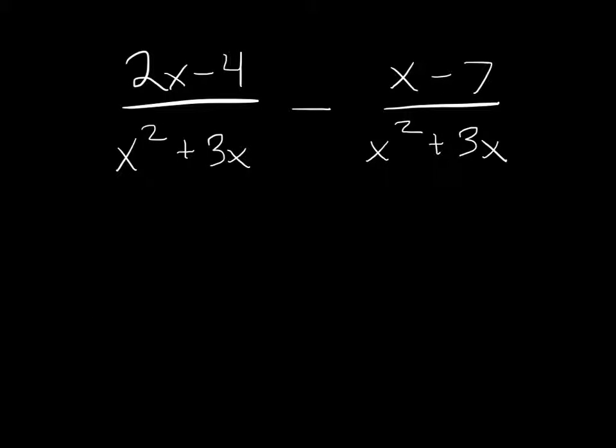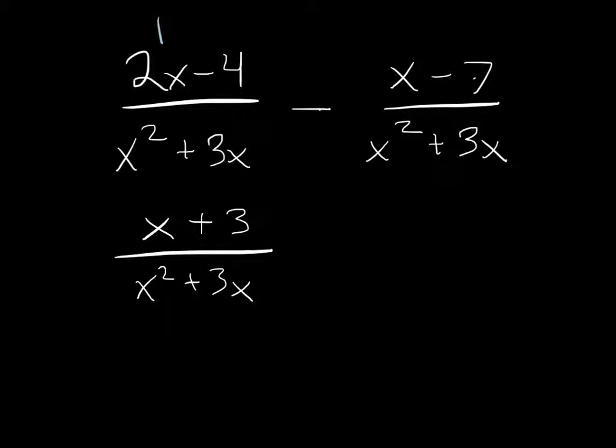Let's try this last example. We have 2x minus 4 over x squared plus 3x minus x minus 7 over x squared plus 3x. Again, same denominator, so we don't have to do anything to change that. We can go right into the process of adding or subtracting our numerators. So I'm going to take 2x minus x, and that's going to give me x, and negative 4 minus negative 7 is like negative 4 plus 7, so that's plus 3, over x squared plus 3x.